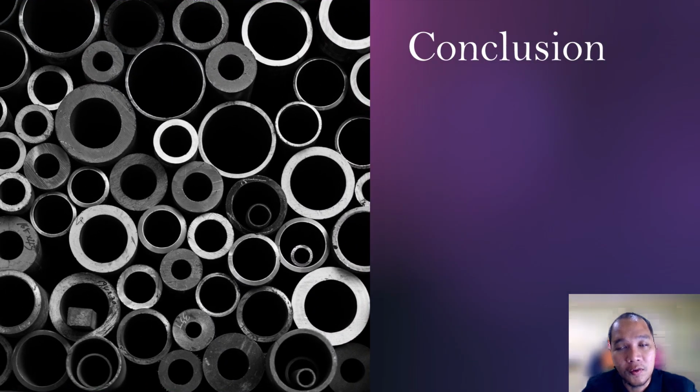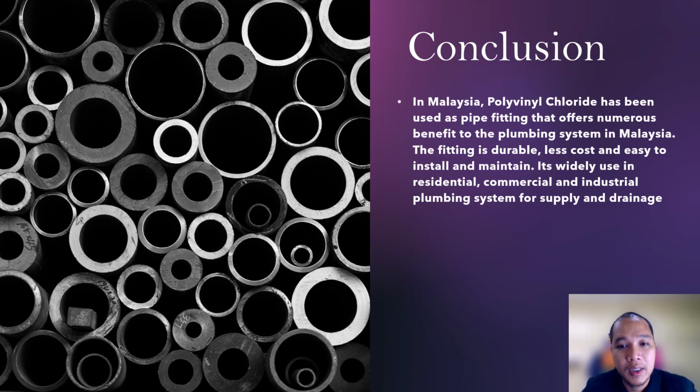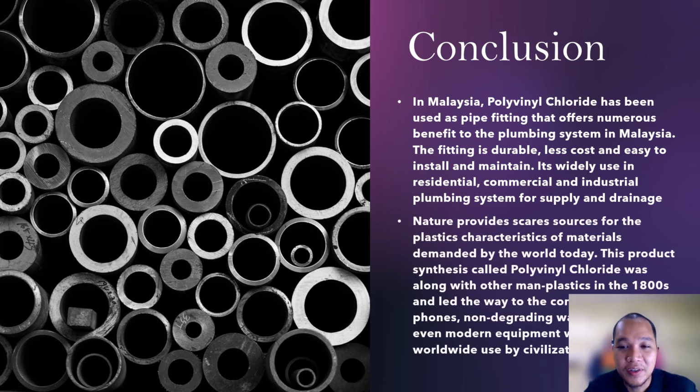So the conclusion for my topic is that in Malaysia, polyvinyl chloride has been used as pipe fittings that offer numerous benefits to the plumbing system in Malaysia. The fitting is durable, low cost, and easy to install and maintain. It is widely used in residential, commercial, and industrial plumbing systems for supply and drain.